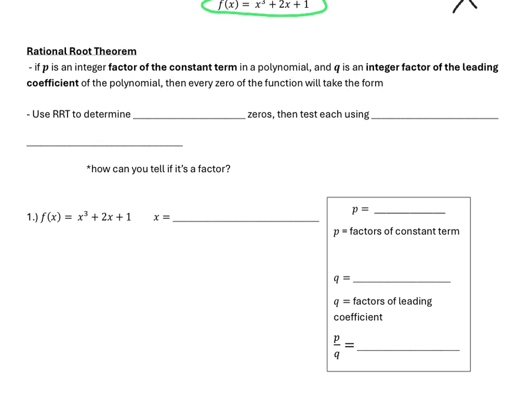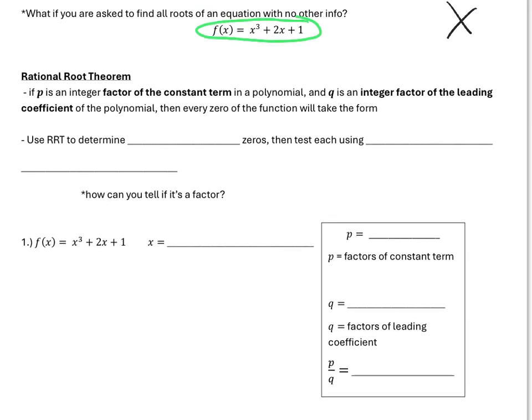So this is what it says. If p is an integer factor of the constant term, so this is my constant term, and it's asking for integer factors. So positive 1 would be an integer factor because 1 times 1 is 1, and negative 1 would be an integer factor because negative 1 times negative 1 is also positive 1. So that's my p value. q is an integer factor of the leading coefficient in standard form. My leading coefficient here is also 1, meaning my factors of q are also plus and minus 1.